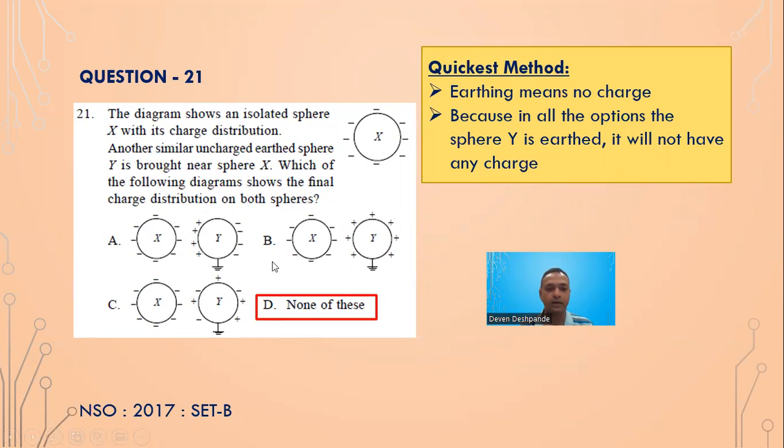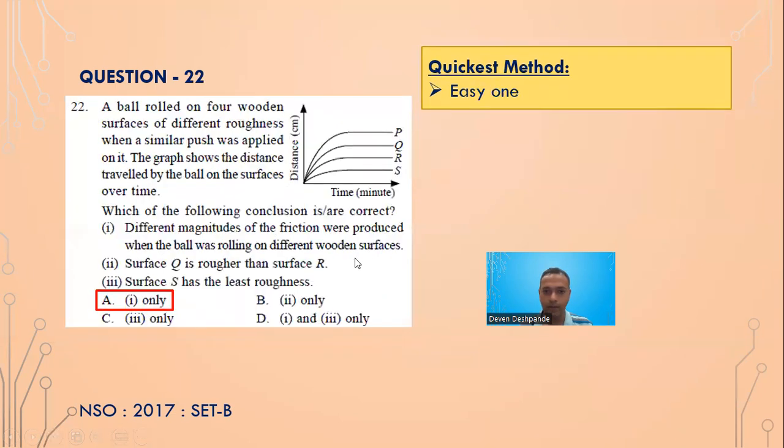So here none of these options are true. Y will not get any charge because it is connected to Earth in all the options. All these are false, isn't it? So none of these is the actual answer. And that's why we say that in the house as well, you have to have earthing, isn't it? There needs to be earthing in the house.